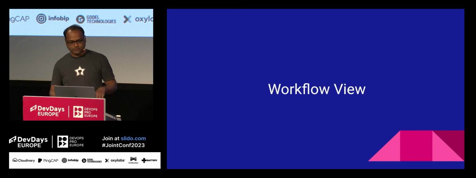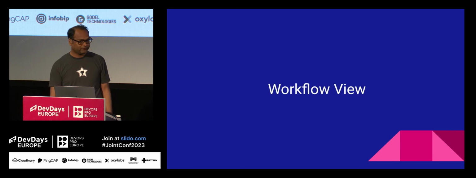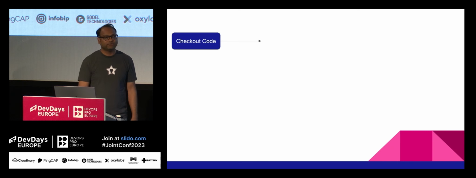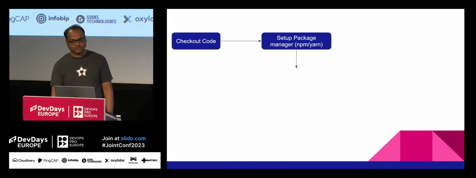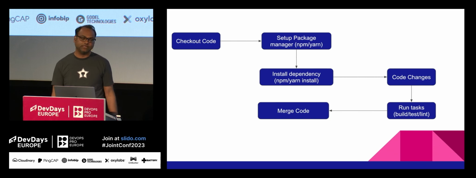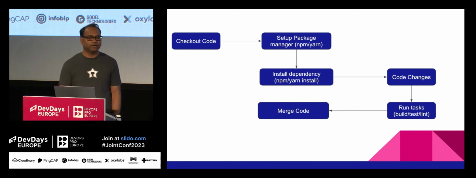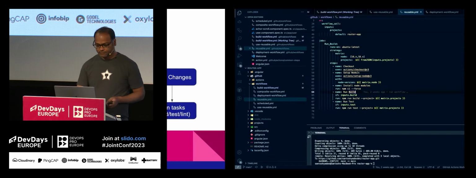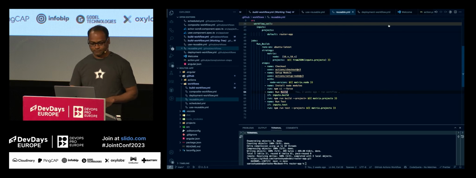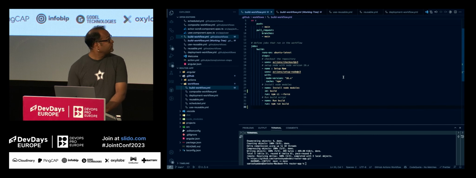Let's convert this to a workflow view, right? The steps we saw, let's convert them to a workflow view. How does it look? So we check out the code, we set up the package manager, we install dependencies, we make code changes, run tasks, and then merge code. Now let's see the workflow for this in GitHub Actions. So this is, let me just zoom in.